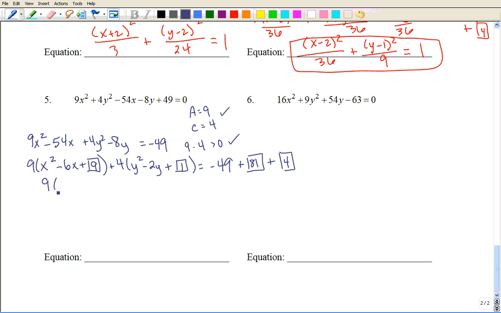So now I've got 9 times, if I factor this, that's x minus 3 squared plus 4 times, this factored is y minus 1 squared equals negative 49 plus 81 plus 4 is 36. And now's the easy part, divide everything so that it's equal to 1.